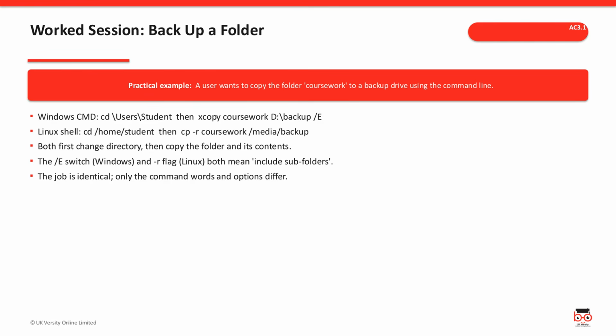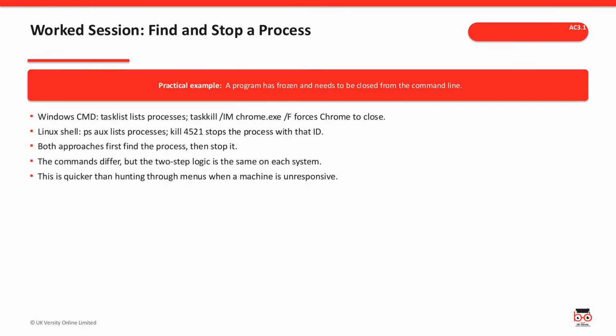Same job, different words. Here's another, closing a program that's frozen, all from the command line. On Windows, tasklist shows you what's running, then taskkill with /im chrome.exe and /f forces Chrome to close. On Linux, ps aux lists the processes, then kill followed by the process's ID number stops it. Both follow the same two-step logic: find the process, then stop it. And it's a good deal quicker than hunting through menus when the machine has stopped responding.